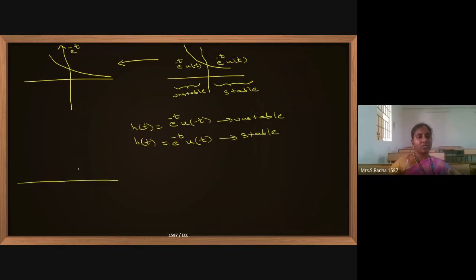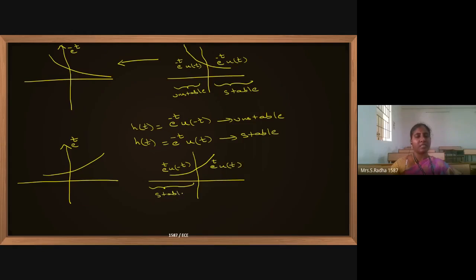And an increasing exponential looks something like this, e power plus t. The same thing: on the left side it is e power plus t u of minus t, and on the right side it is e power plus t u of t. On the left side it is stable; on the right side it goes to infinity amplitude, so it is unstable. Putting this together, this diagram comes. So what I will do is draw a line and come back.